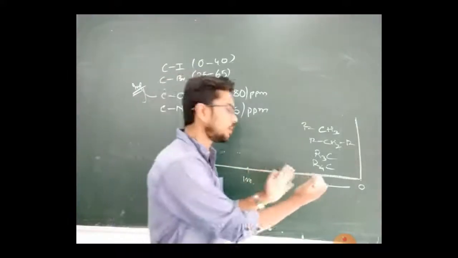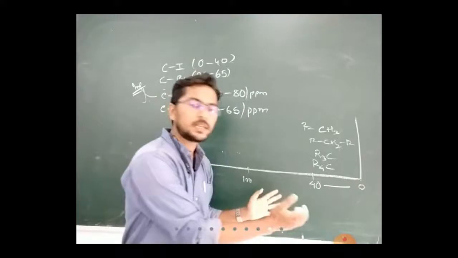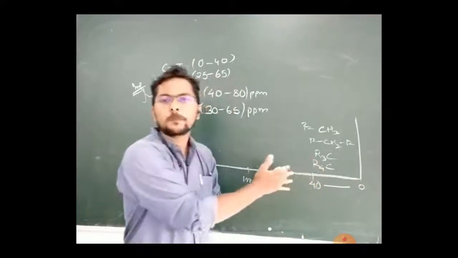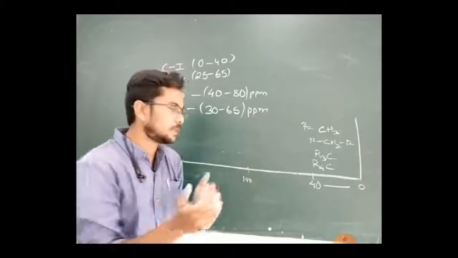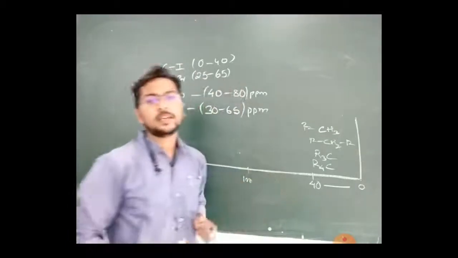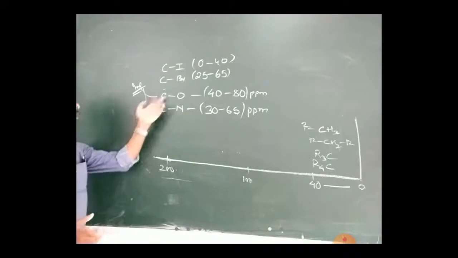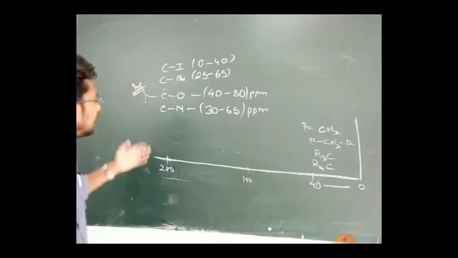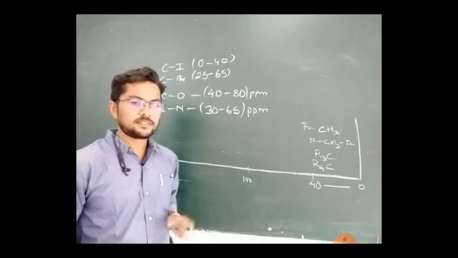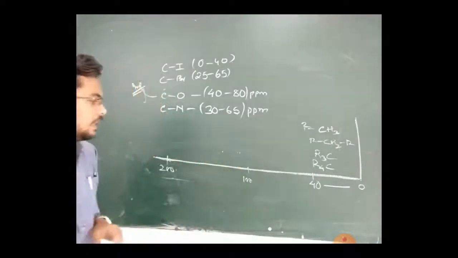They will appear not in the 0 scale, but probably you can think they'll appear somewhere between 40 to 50 or sometimes 60 also, because if you have two particular halogen atoms, then it will move further downfield. Then you have your carbon oxygen, as I said, this is 40 to 80 ppm. Then carbon nitrogen 30 to 65. So this is the range.